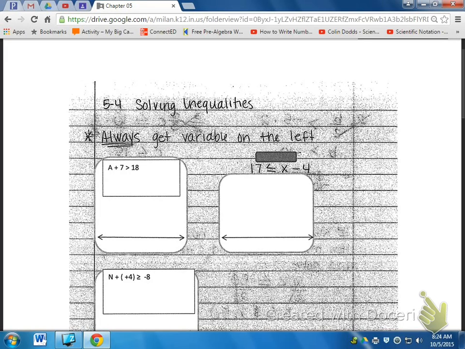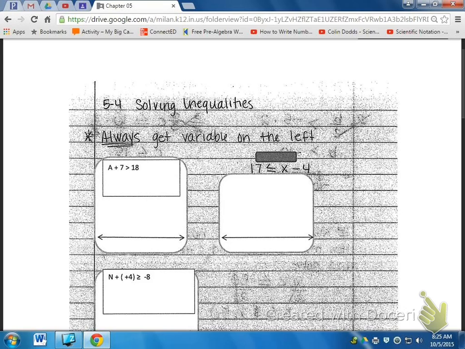Lesson 5-4, Solving Inequalities. This is just like solving equations, and we're even going to go back to some that are one step. The only difference is with inequalities, you're going to graph your solution on a number line, and some of the rules are, the first one is that you have to have the variable on the left. That's how you get to graph correctly by our graphing rules.